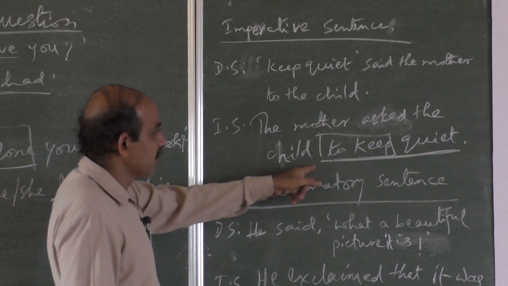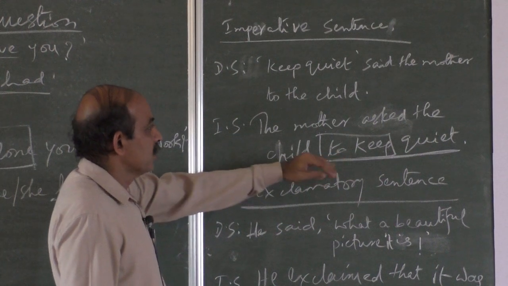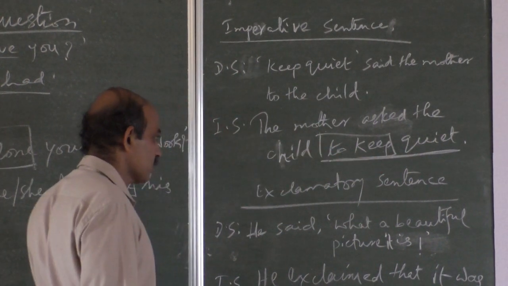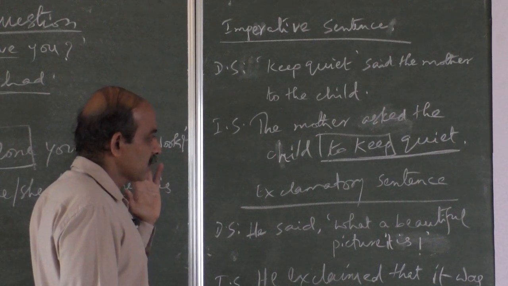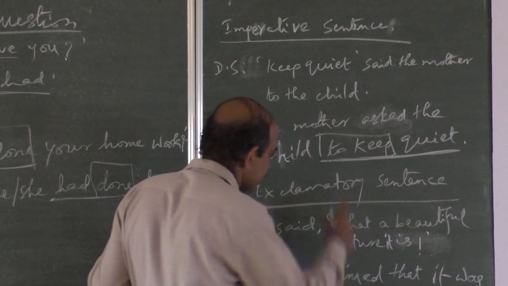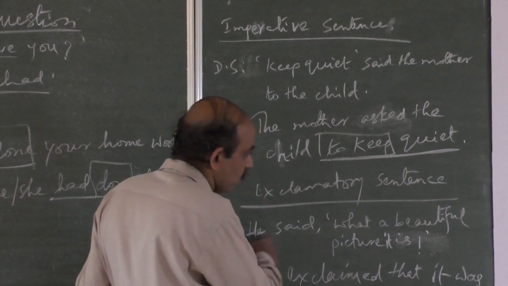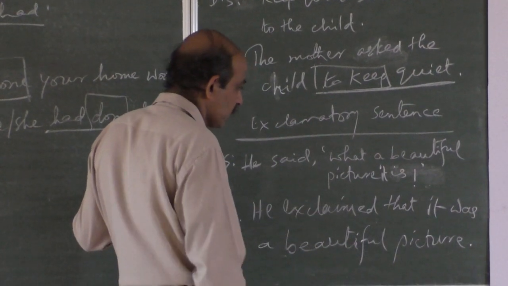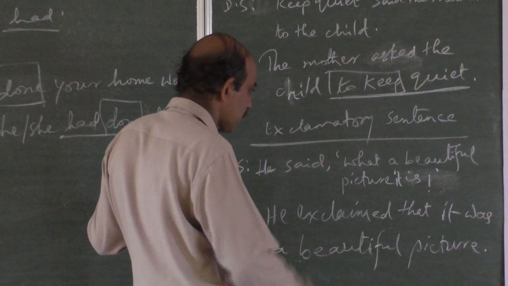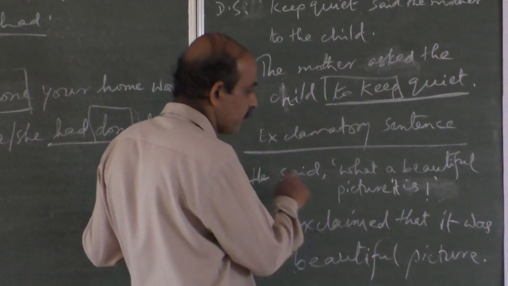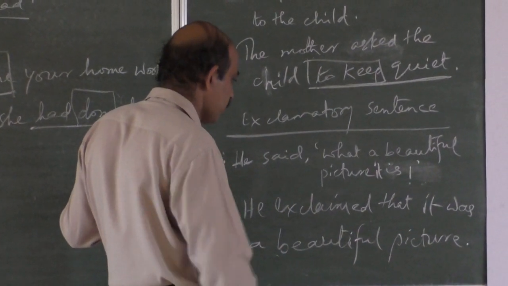The mother asked the child to keep quiet is the infinitive construction added to the main clause. Main clause, subordinate clause, in the last class I told, once again you have to remember the same. Exclamatory sentence: he said, what a beautiful picture it is. And it is an exclamation, exclamatory remark, exclamation mark is available. He exclaimed that it was a beautiful picture.